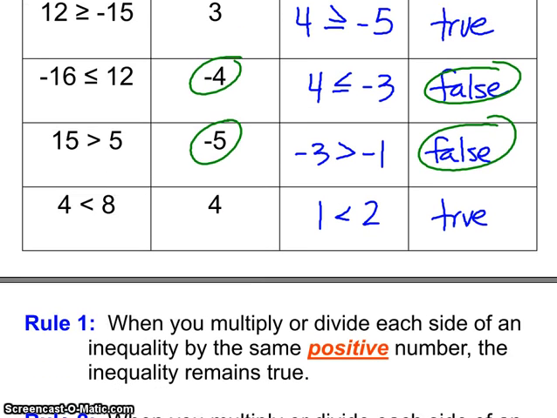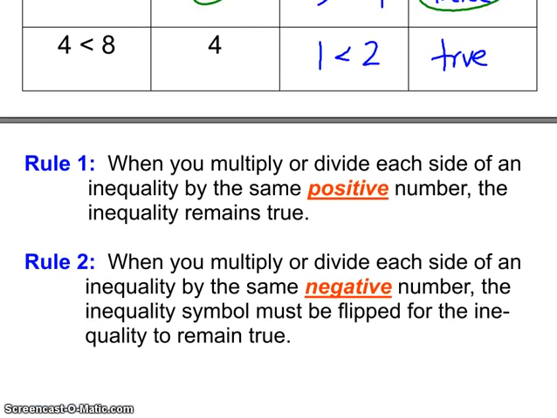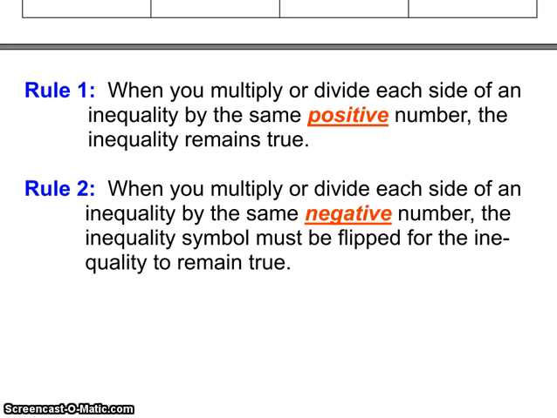Therefore, we came up with some rules in class on Friday. And these are on your sheet. Rule number 1, when you multiply or divide each side of an inequality by the same positive number, the inequality remains true. In other words, all you have to do when you solve is bring down your inequality sign. You don't have to change it.